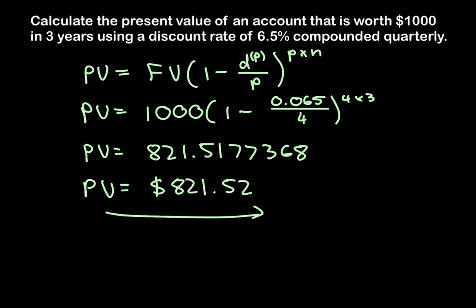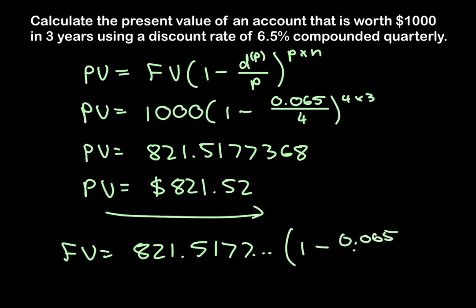But remember, this is currency, so we have $821.52. Okay, and if you were to calculate the future value given this present value, then you would say the future value is equal to 821.5177 with all of these remaining decimals times by 1 minus 0.065 over 4 to the power of negative 12. So the difference here is the negative 12. And that's easy to see because if you were to take this factor across to the other side, it would be in the denominator. And then if you raised it to the numerator, you'd have to make the exponent negative, which was what we've done here.